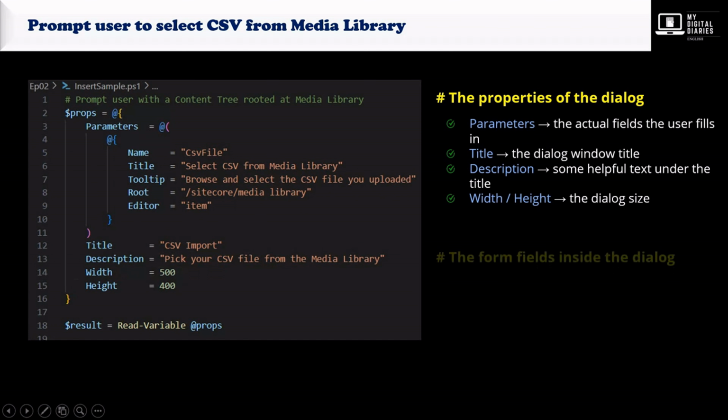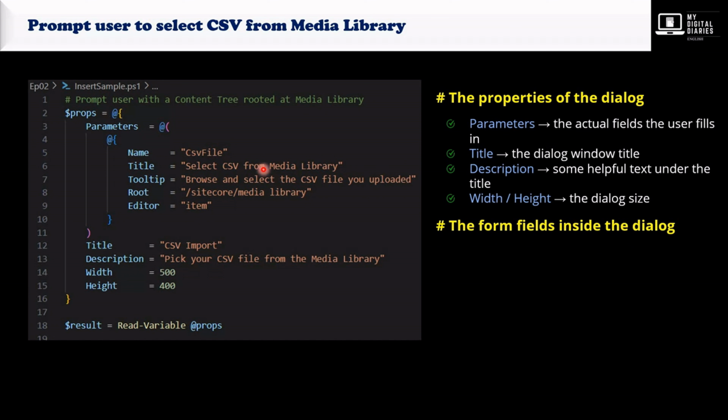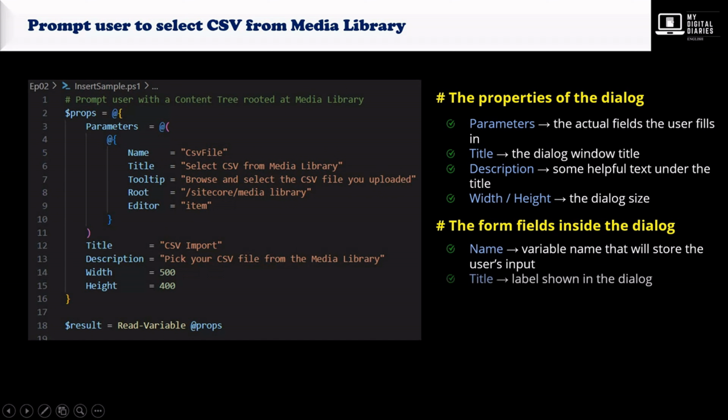Okay. Then we have the form field inside the dialog box. So name is CSV file, and title we have select. Name is basically the CSV file name which you are given. It is a variable, the variable name that will store the user input. Then we have a title, select CSV from media library. Then we have a tooltip: browse and select the CSV file you have uploaded.